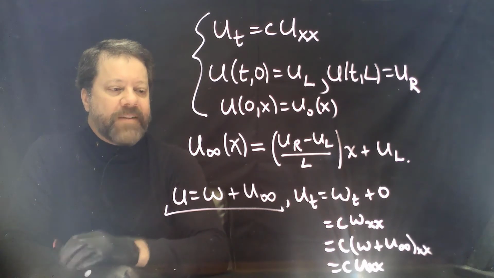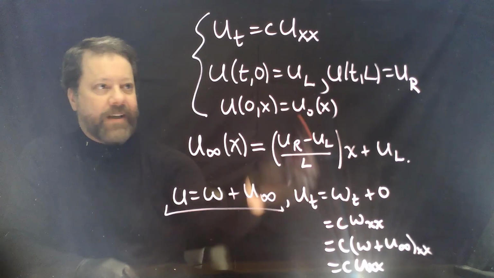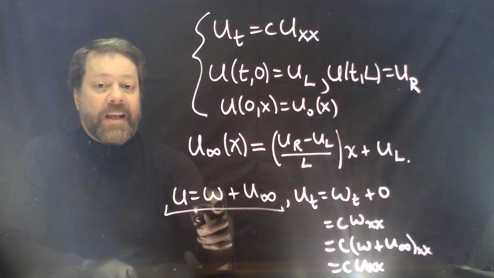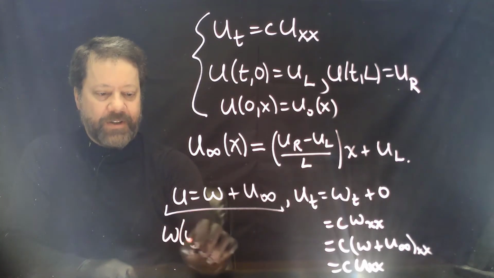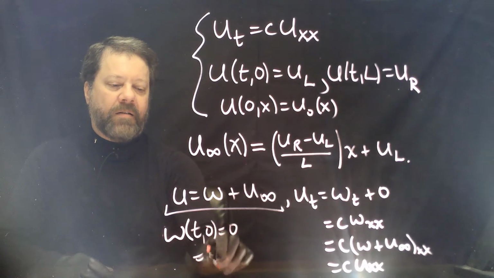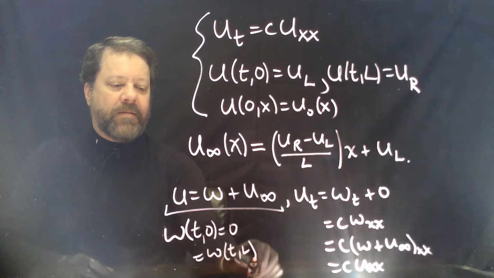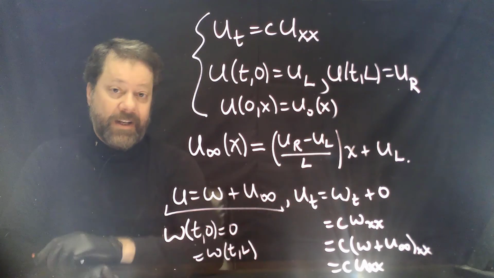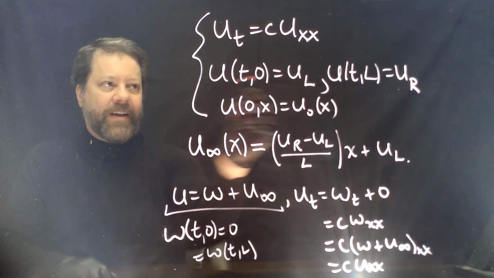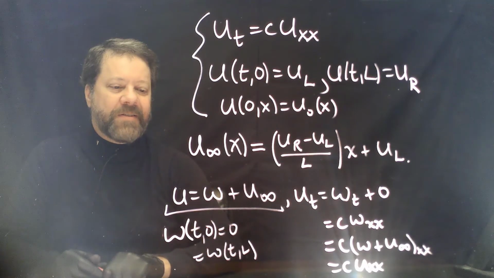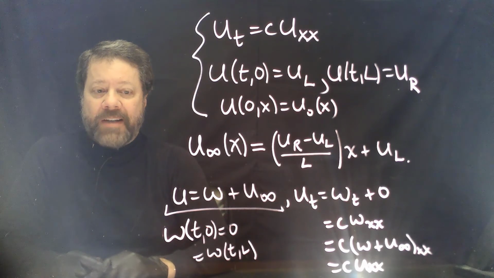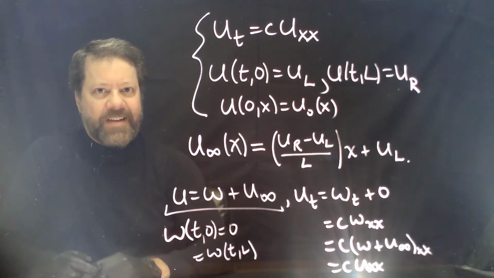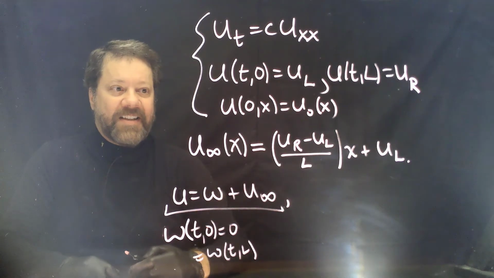The only question that remains is, we know that U infinity satisfies these boundary conditions. It turns out W then had better satisfy 0 boundary conditions. If this is going to be 0 and this is going to be U left and U right, then U will satisfy these two boundary conditions. There's only one more issue to address, and that is, what initial data does W have to satisfy? It's easy to figure that one out too.